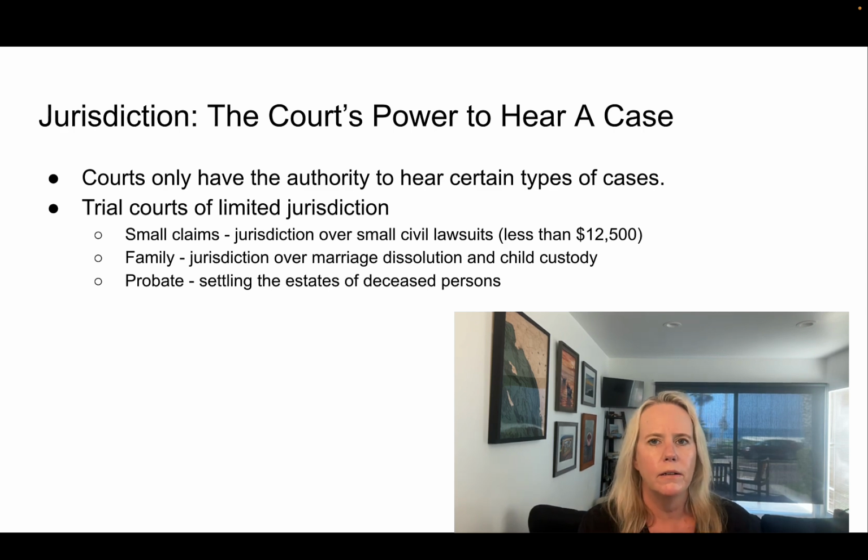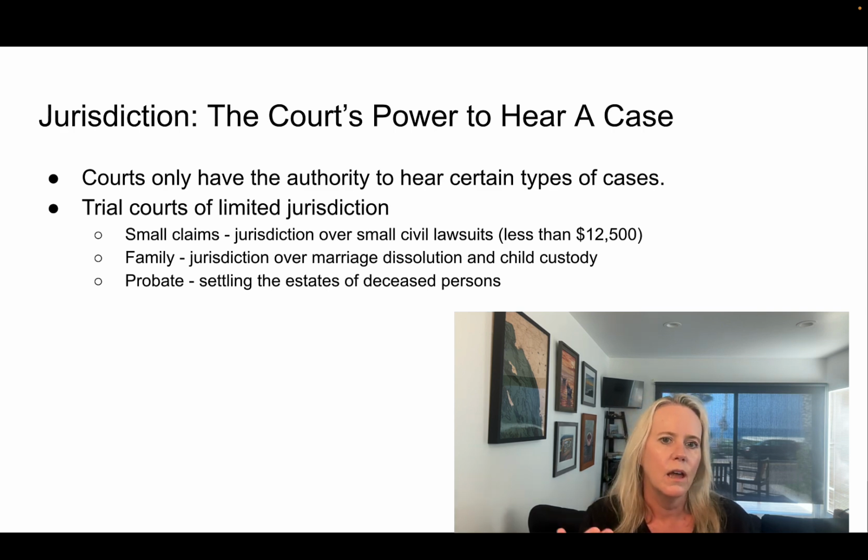So moving on to the court system. In order for a court to hear a case, they have to have jurisdiction. And jurisdiction basically means that the courts have authority to hear specific types of cases within their jurisdiction. So for example, small claims courts. Small claims cases are, in California, civil cases of less than $12,000 in dispute. Those cases go to the small claims court.